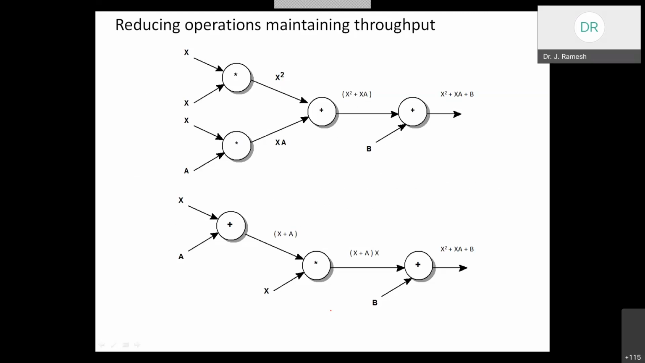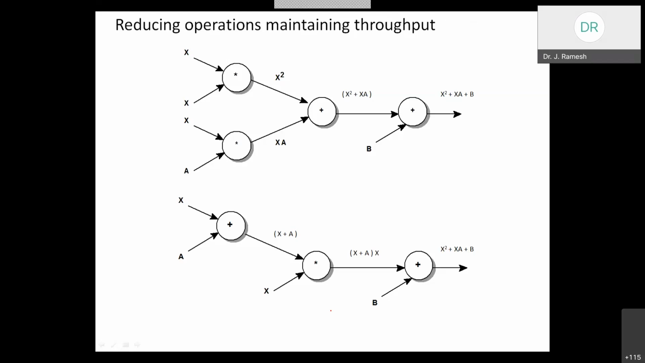First we are evaluating x square with one multiplier and xa with another multiplier. These two are summed up in order to get x square plus xa, and then finally b is added. So for the implementation of this one, we can see that 2 multipliers and 2 adders are required.